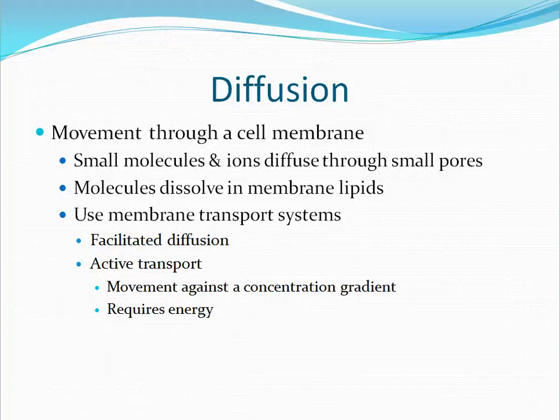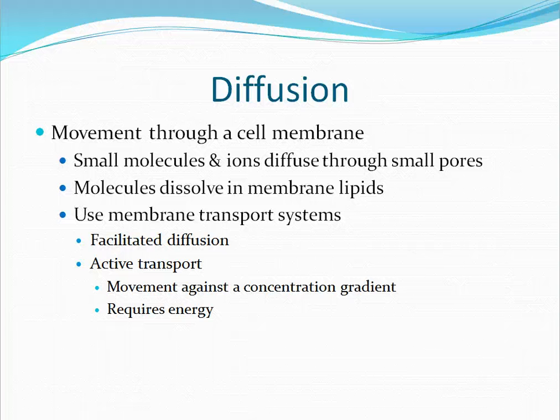One of these membrane transport systems is facilitated diffusion. Facilitated diffusion means that the particles are helped across the cell membrane. They are still moving from an area of high concentration of particles to an area of low concentration of particles, but they cannot move by themselves. They need to be helped across the membrane.